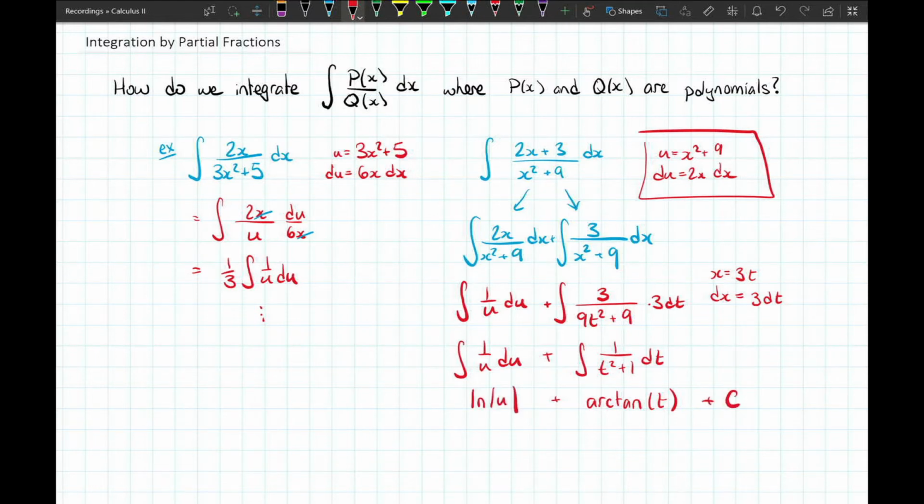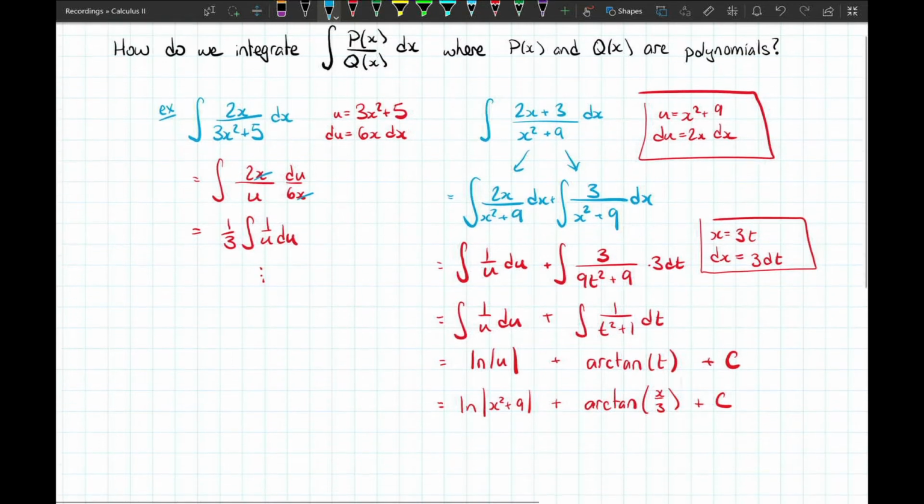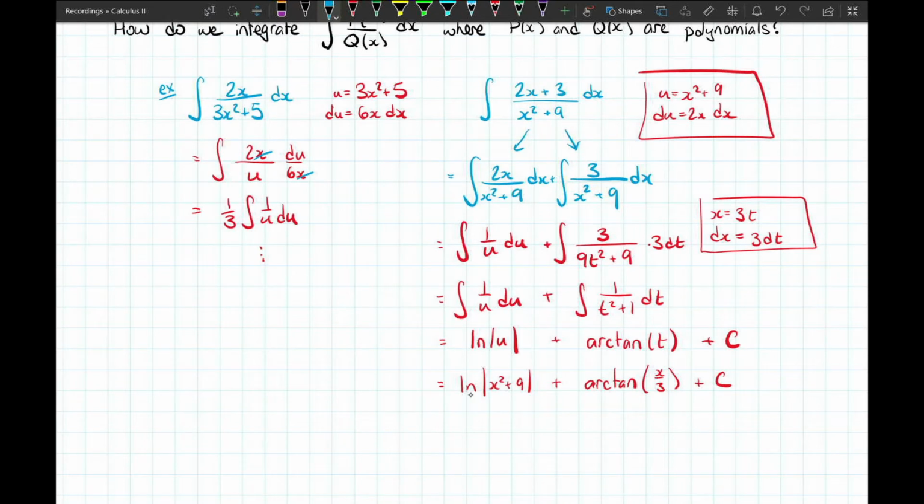At this point in time, we'll just have to remember to plug in t is equal to x over 3. We kind of get this interesting result. We didn't necessarily see arctangents coming from this, but well, there we are. And it's also maybe just worth noting that if you have the natural logarithm of the absolute value of x squared plus 9, well, that's always going to be positive, which means that we can actually drop those absolute value signs and replace them with simply parentheses, since the absolute value of a positive number is itself.